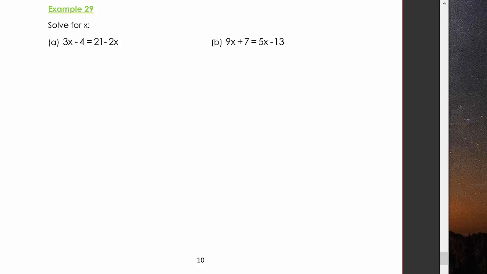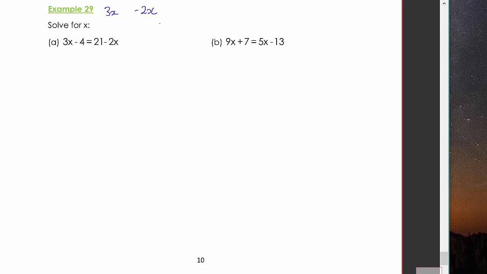Now this example, unlike the last one, is a bit more problematic because we have x's on both sides of the equation. So you can't just skip to a flowchart, you've got to get the x's all on one side. Now the way I do this is I look at the equation and I see that I've got 3x on one side and I've got negative 2x on the other side.